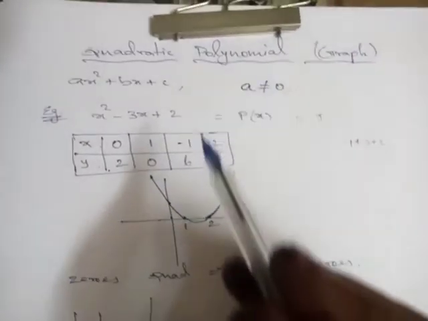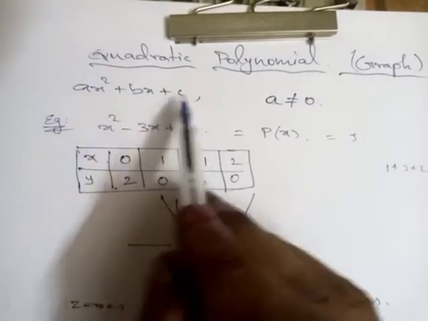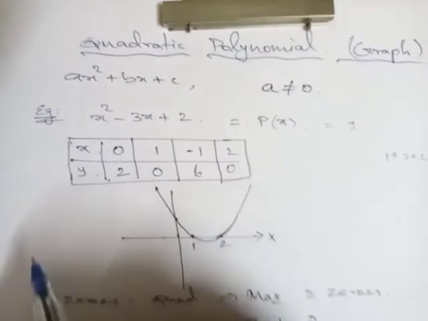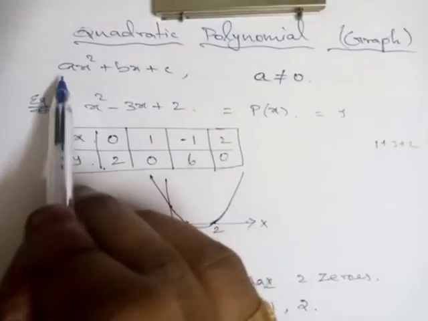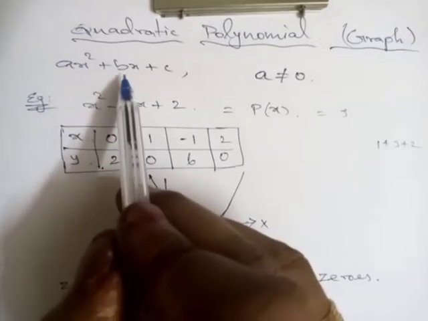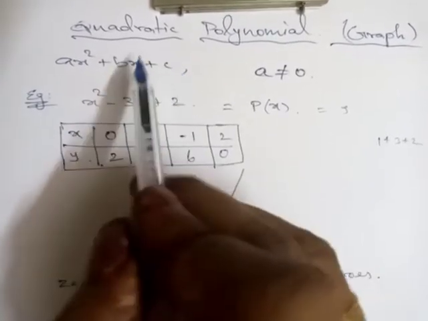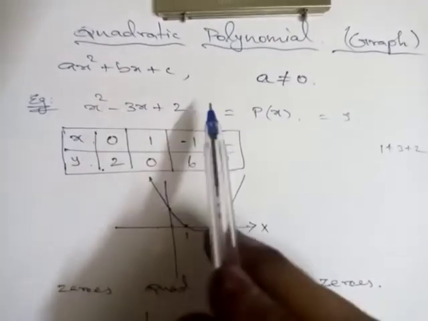Graph of the quadratic polynomial. Now the quadratic polynomial is ax square plus bx plus c, where a is not equal to 0. Why is a not equal to 0? If a equals 0, then the first term becomes 0, so we will get bx plus c, that is a linear polynomial, right? That's why a is not equal to 0 for a quadratic polynomial.